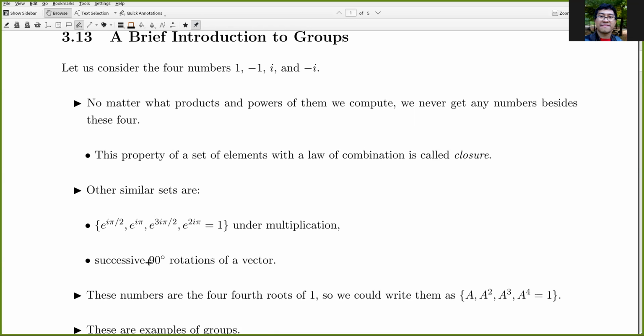Also, another example is 90-degree rotations of a vector. So suppose you have a vector. For simplicity, let's consider a horizontal vector. We rotate that 90 degrees, it becomes a vertical vector. Another 90 degrees, this vector, and this vector another 90 degrees. So these 4 vectors, as long as we only do 90-degree rotations, we'll go back to one of them, 90 degrees, or an integer multiple of 90 degrees.